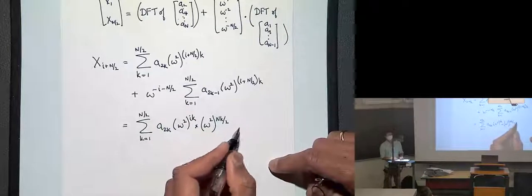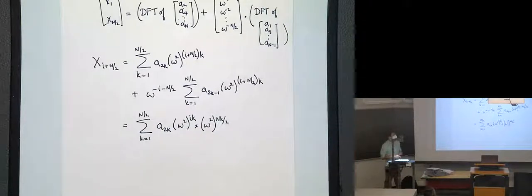But what is this? It's omega squared to the power n/2, to the power k. Can someone tell me what this is going to end up being? Write it out and you will see. Just break up the exponents and open it up. Omega to the nk. What is omega to the n? Not zero. What is omega? What did we start with omega as?